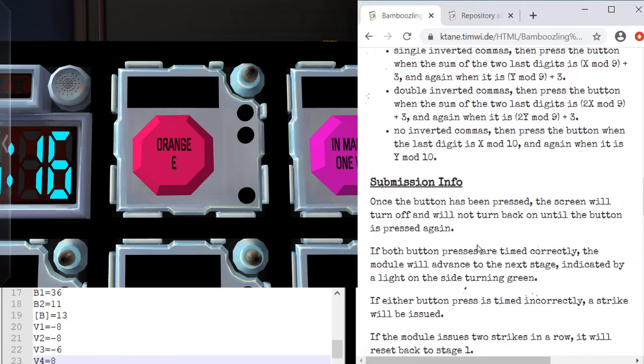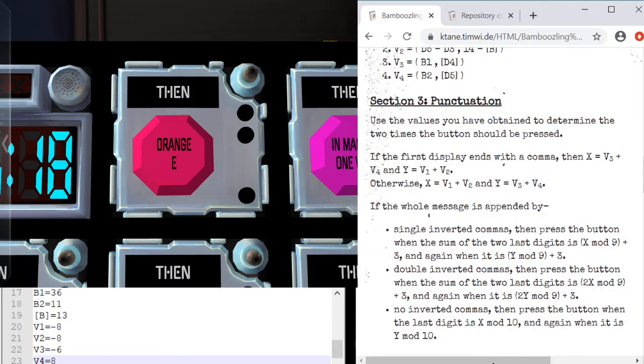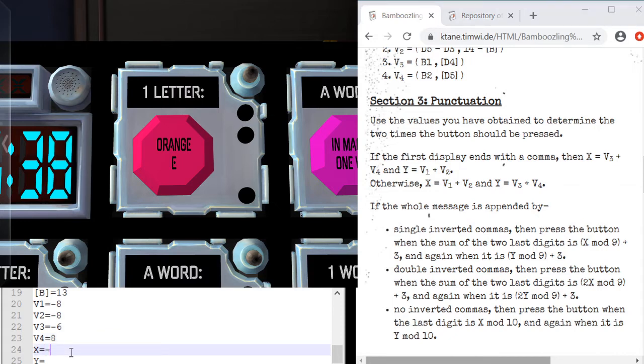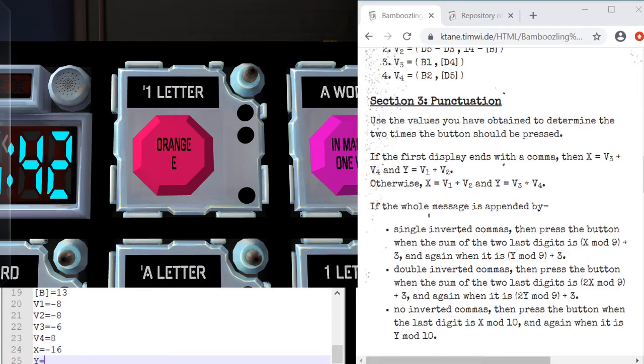So, now with these values, we need to find the two values that equal the buttons that need to be pressed. X is the first press and Y is the second press. If the first display ends with the comma, it does not, then X would be V3 plus V4 and Y is V1 plus V2. Otherwise, it's the other way around, where we have -8 plus -8, which is -16, and Y is V3 plus V4, which is -6 plus 8, which is 2.